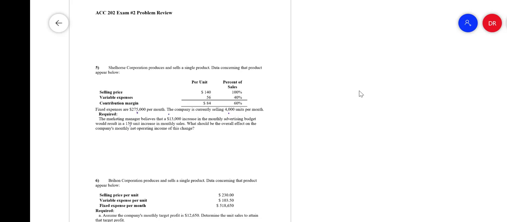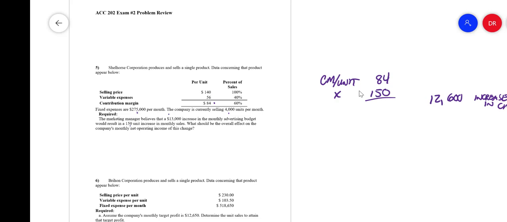So what we're going to do here is an incremental analysis. We're going to start with the contribution margin per unit, which is given to us here at $84. And we're going to multiply that by the increase in volume, which is going to be 150 units. And that will give us an increase in contribution margin of 12,600.